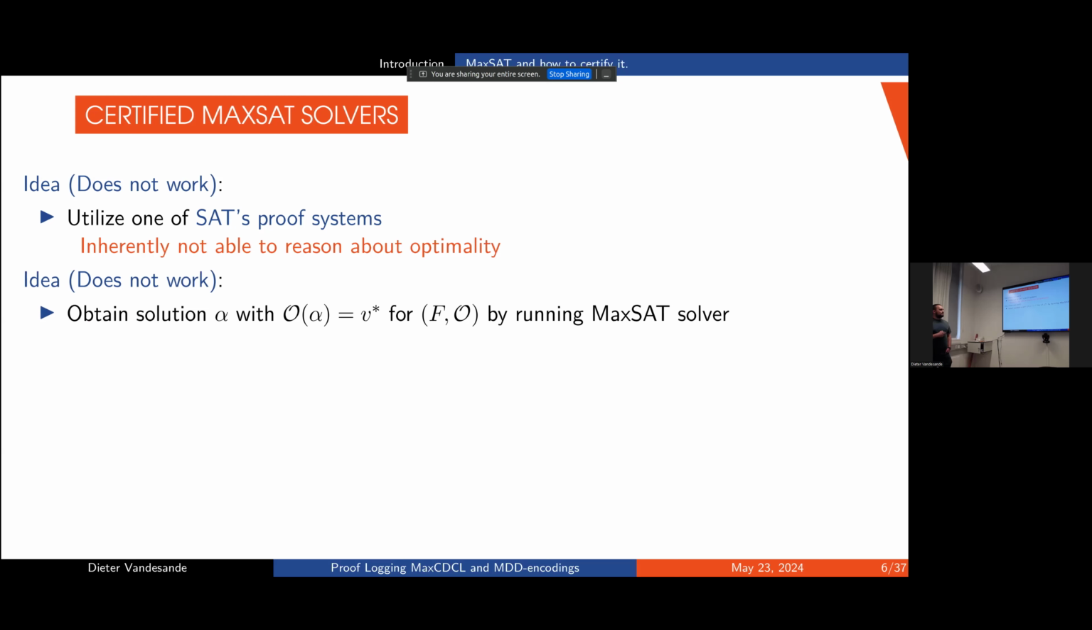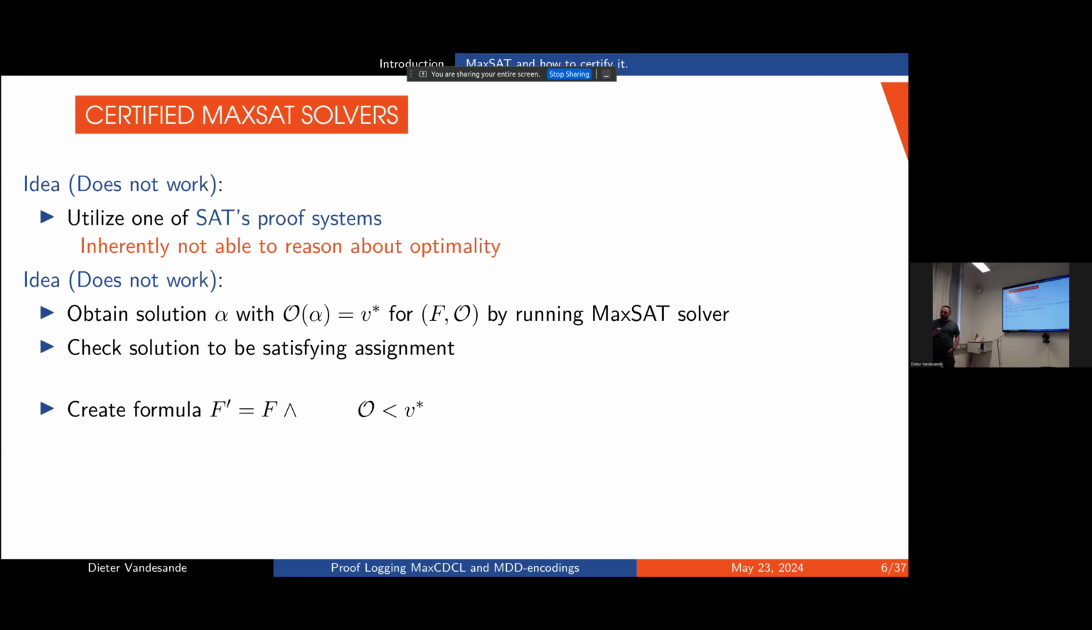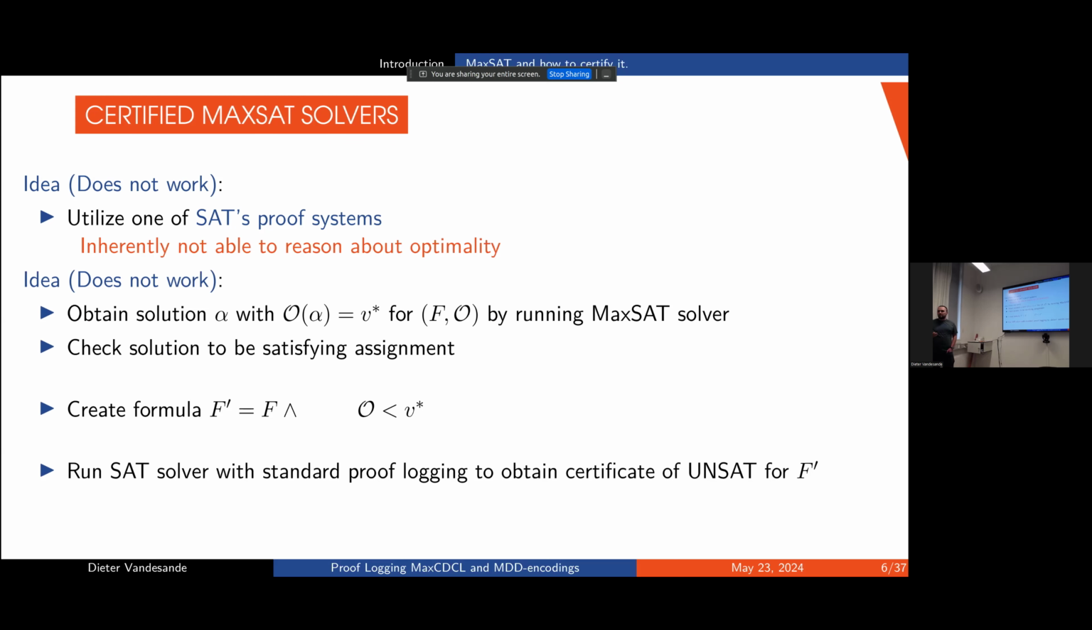A second idea: why don't you leave out proof logging in the first phase, just run a state-of-the-art MaxSAT solver and try to find an optimal solution with that. Then check if this solution is satisfying. Create a formula that says, I will find a strictly better solution. And run a SAT solver with standard proof logging, which we have had for so long, to obtain a certificate of unsatisfiability of this formula.